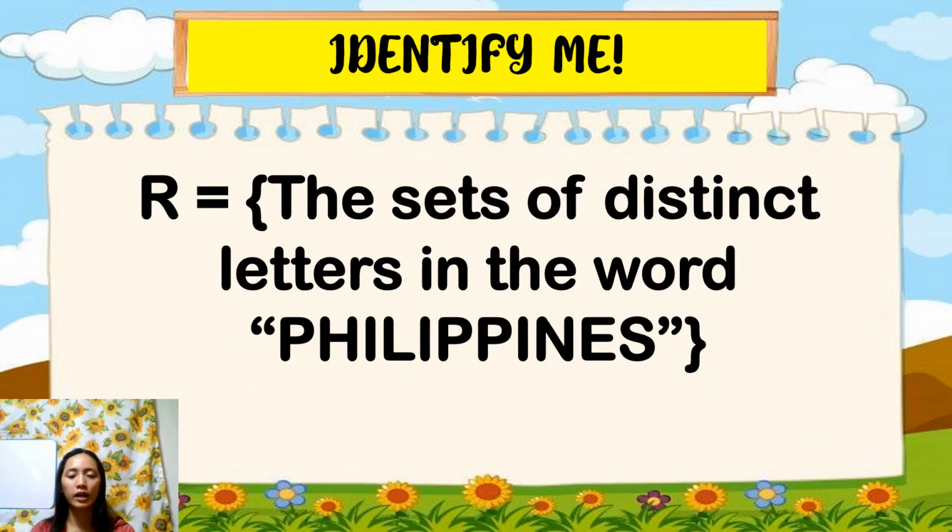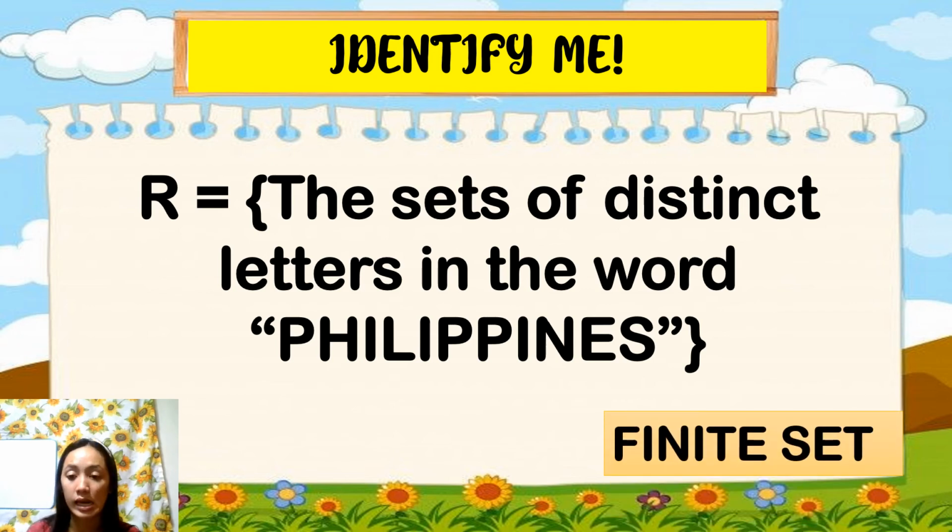Next, set R. These are the sets of distinct letters in the word Philippines. So what kind of set is being illustrated? Is it null or empty? Is it finite or infinite? Which of those three? Okay, very good. That is a finite set, since we can count, or we can easily identify what those letters are from the word Philippines. So that is countable. That's why it is a finite set.